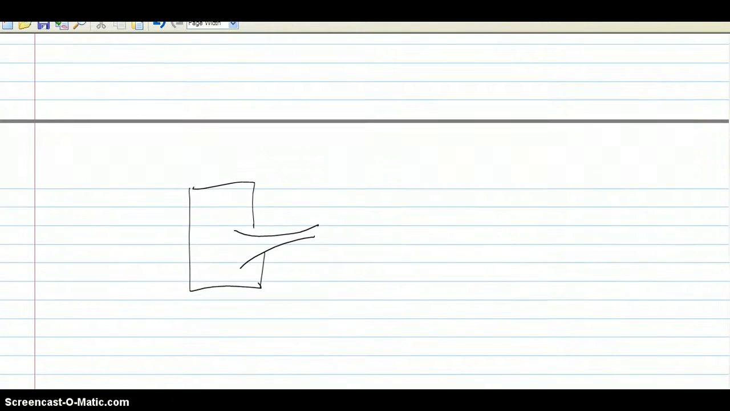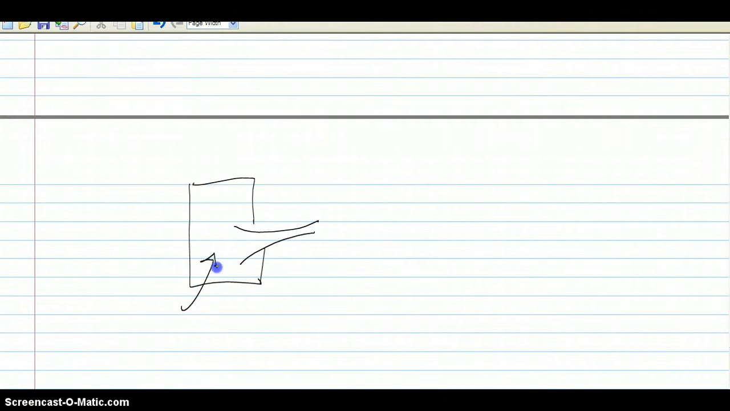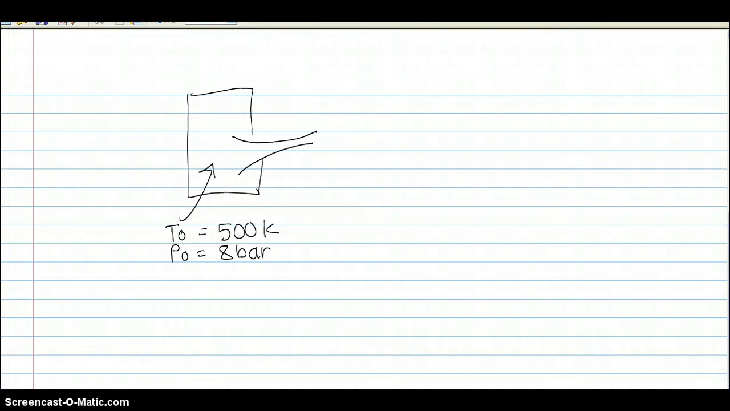And it gives us the values of T naught, which is inside the tank, and P naught. T naught was equal to 500 Kelvin, and P naught was equal to 8 bar. In the problem, it asks us to find P star and T star. This happens when M is equal to 1, which occurs at the throat.